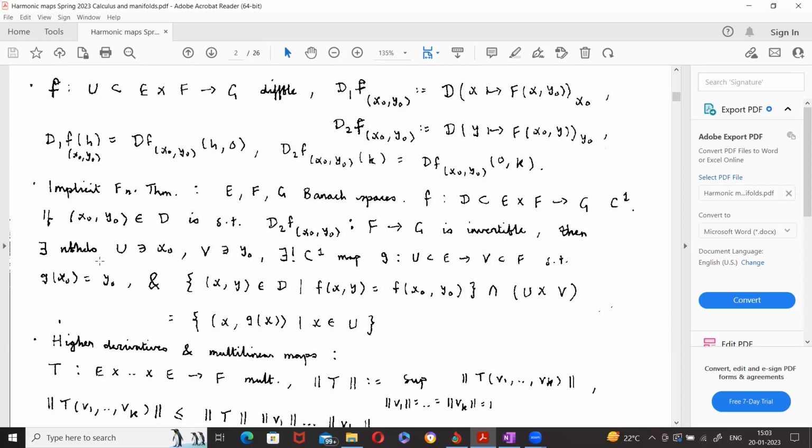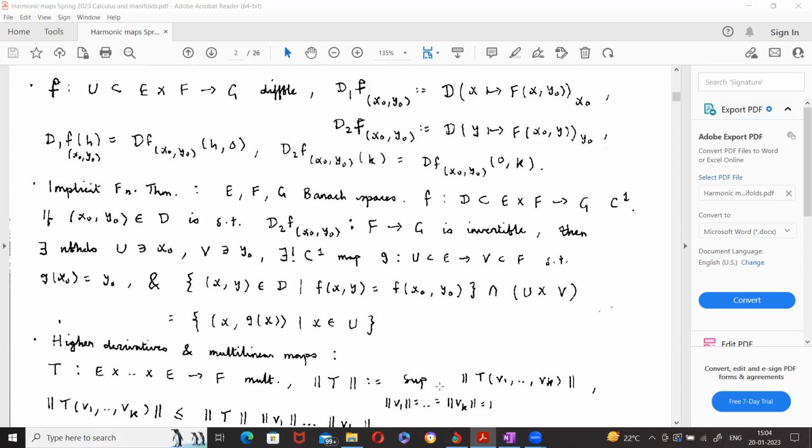So the precise statement is there exist neighborhoods U of x0, V of y0, and there is a unique C1 map g from U in E to V in F such that g(x0) is y0 and the set of (x, y) in the domain where f(x, y) equals f(x0, y0), if I look at the intersection of this with U cross V, so this is a product neighborhood of (x0, y0), is equal to exactly the graph of g restricted to U. So it's the set of pairs (x, g(x)) where x is in U.